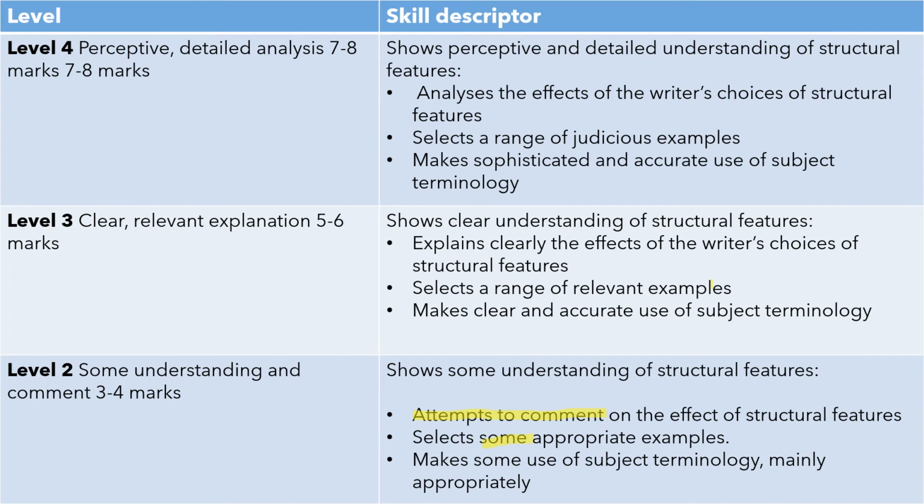The next one, the second bullet point, says selects some appropriate examples. And it's this word some. What's implied behind this word is that they haven't used enough. So they haven't used enough quotations, they haven't referred enough back to the text and how the structure's been used appropriately. And the final one, makes some use of subject terminology. Again, you've got that word some, which again means they haven't used enough.